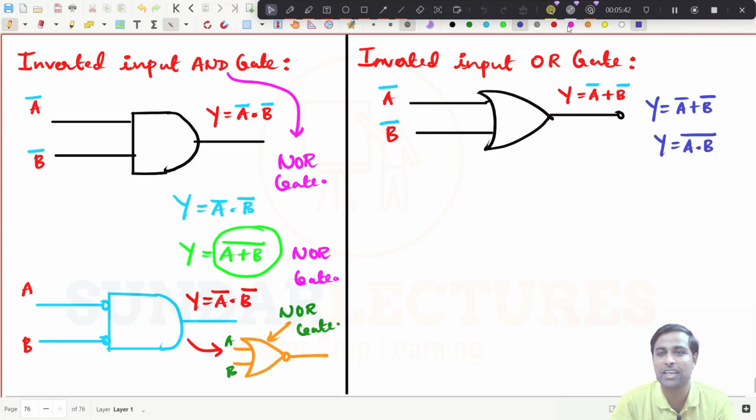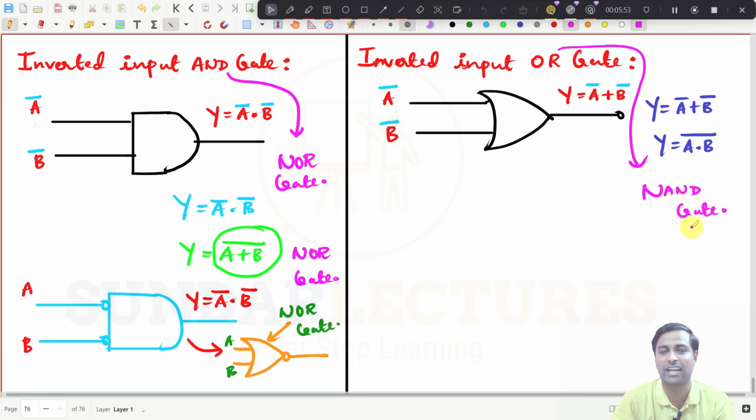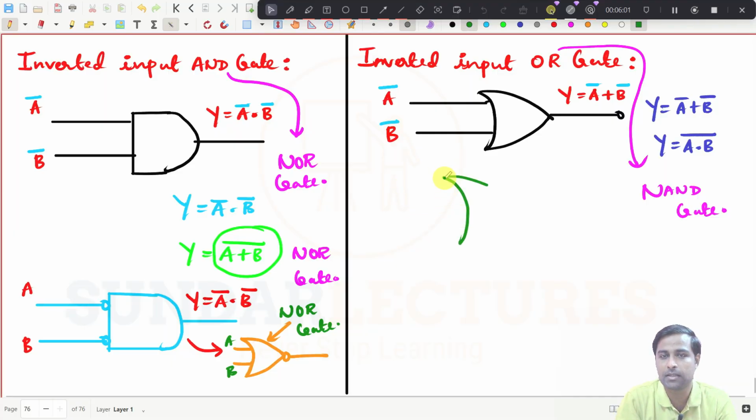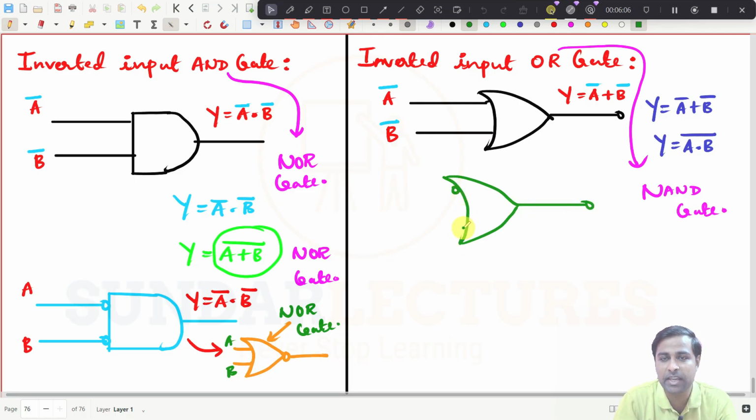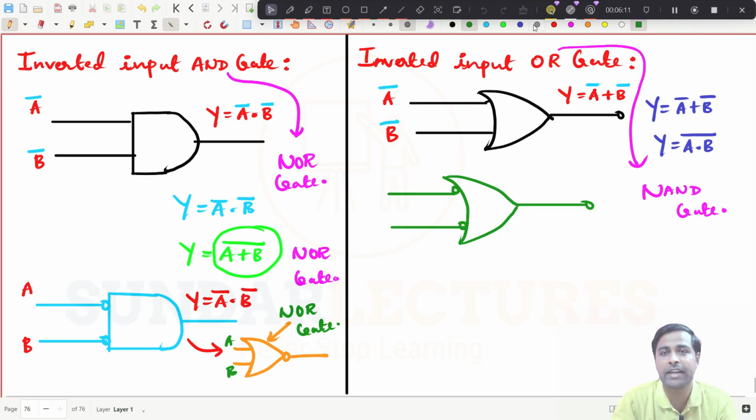So what is the point here? You have to note it down. This gate will give you a NAND gate. So an inverted input OR gate is a NAND gate. So what I can do now, I can draw the diagram like this, an OR gate. Now I may invert the input, and what will be the input now? It will be A, it will be B. So it will be A bar and then B bar. Y will be equal to A bar plus B bar. I will get it like this, right?